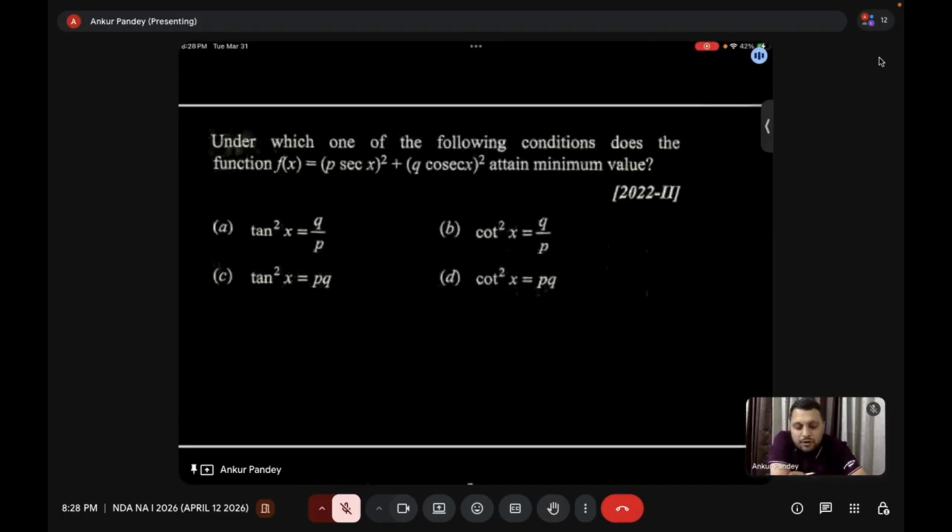अच्छा ये क्वेश्चन देख लो. Under which of the following condition does the function attain maximum value? How will you solve? Should I solve? Or you are solving? Chalo, let's solve together.